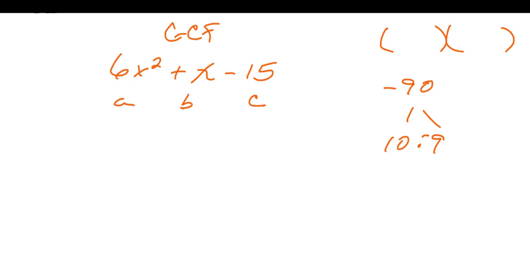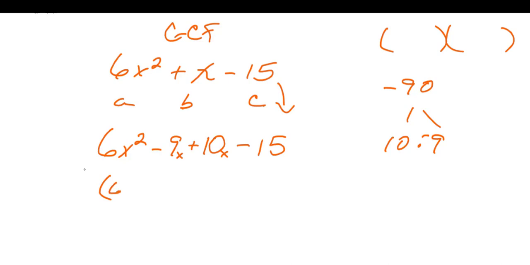So now, what do we have here? We have 6x squared minus 9x plus 10x, and I'm forgetting the x here. This is an x, this is an x, and minus 15, because I'm just bringing that down here. Okay, so that's what we have now. At this point, really, we have 6x squared minus 9x plus 10x minus 15.